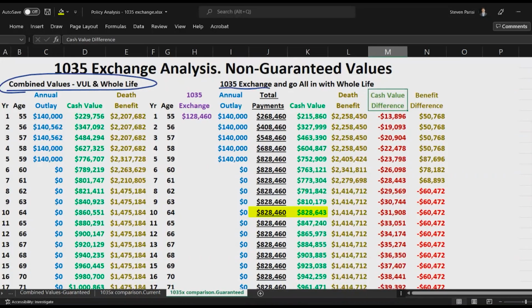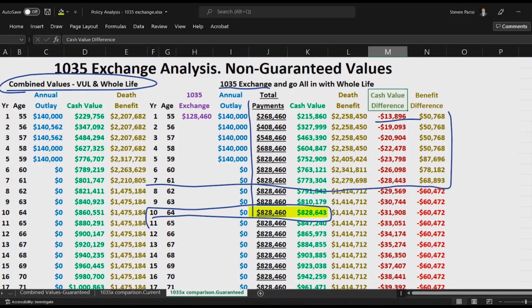1035 exchange, go all in. Break even, almost a clean year 10. Absolute worst case scenario. Cash value difference, you lose 13 grand, almost 14 right out of the gates. Death benefit's higher for the first 7 years. You know why it drops all of a sudden year 8?